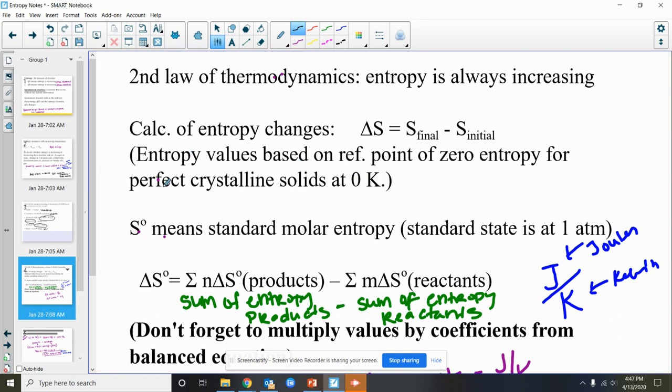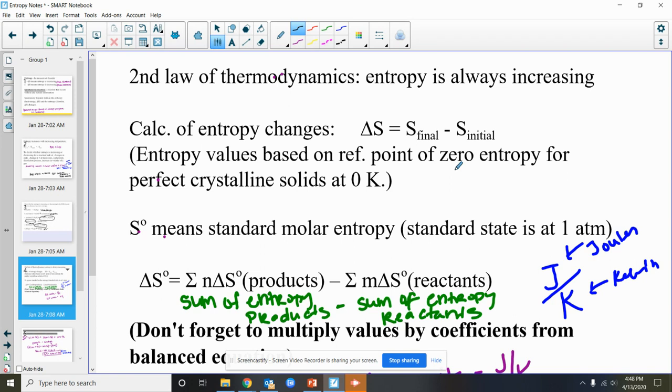So entropy values that you'll see on this chart are all based on a reference point of 0 entropy. So if you can think about this for a second, in a perfect crystalline solid, okay, at 0 Kelvin, so absolute 0, technically there should be 0 entropy because you can't really measure disorder. Okay, that's a hard thing to actually measure. So Linus Pauling came up with this, that if we think of a perfect crystalline solid at 0 Kelvin, absolute 0, it would have absolutely 0 entropy. So all of these values on this chart are based off of that reference point, okay?